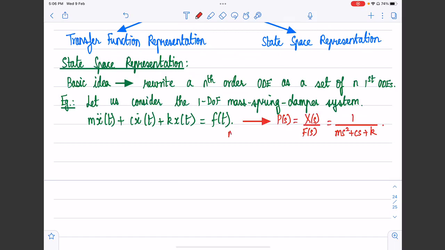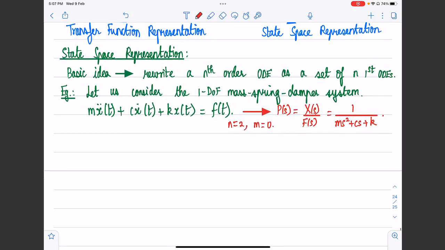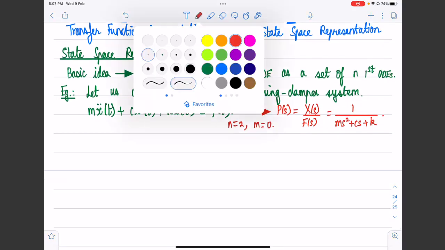And as we know, the value of n is 2 in this case, the value of m is 0. Okay, so that's something which we know, right? So that's why it's called a second order system. It's a 1 degree of freedom system, but in the context of dynamic systems, the order of the system is essentially the order of the highest derivative of the output variable in the governing ODE. So that's why it's called a second order system.